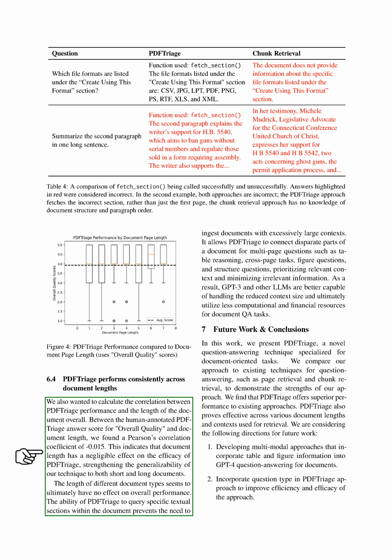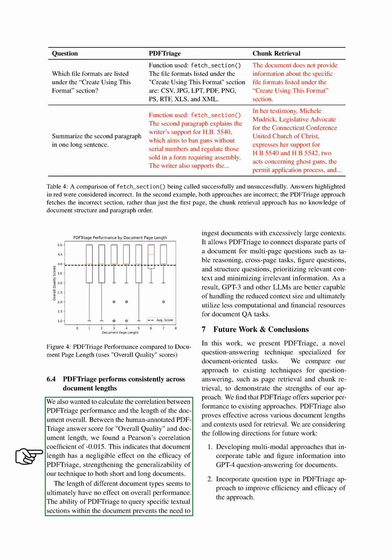We used a statistical measure called Pearson's correlation coefficient and found it to be -0.015. This value is very close to zero, suggesting that the length of the document doesn't really affect how well PDFTriage works. This is a positive finding as it means our technique can be applied to both short and long documents without any significant impact on its performance. The type of document, regardless of its length, doesn't seem to affect the overall performance of PDFTriage.